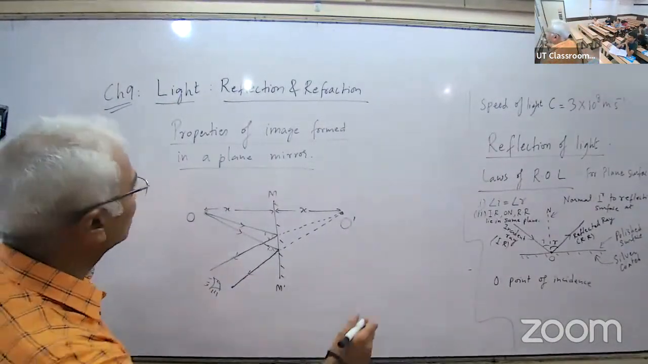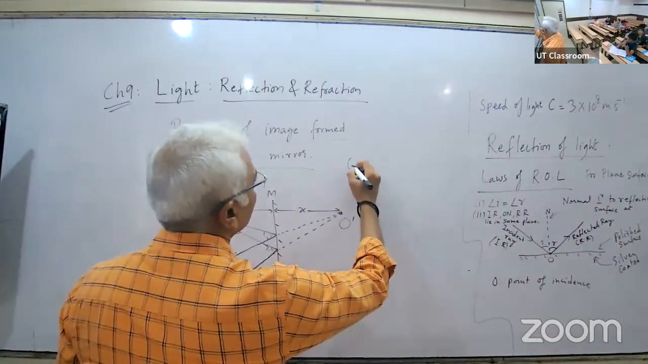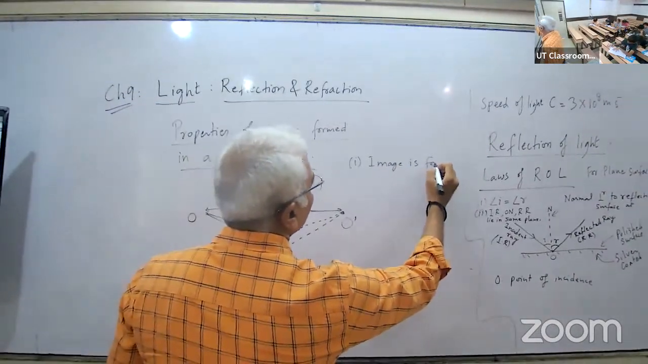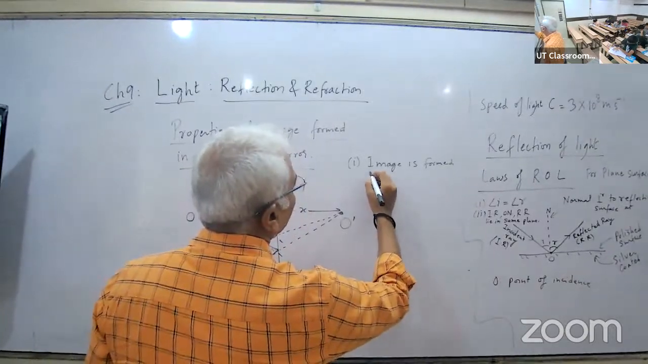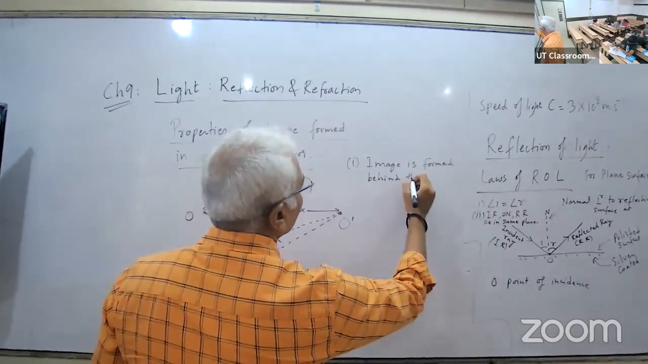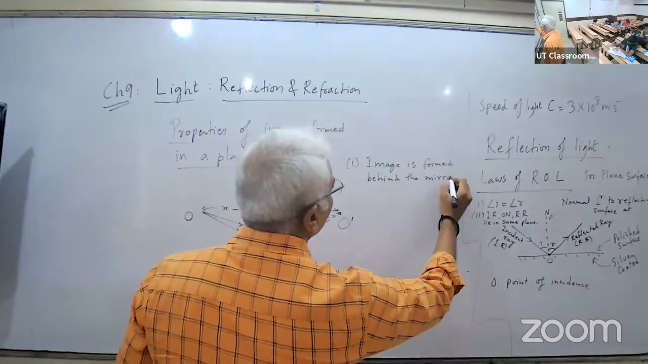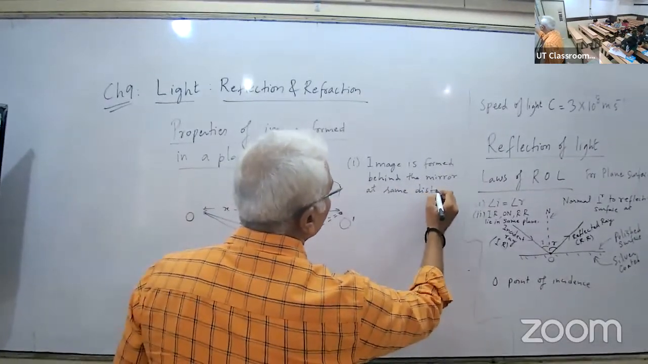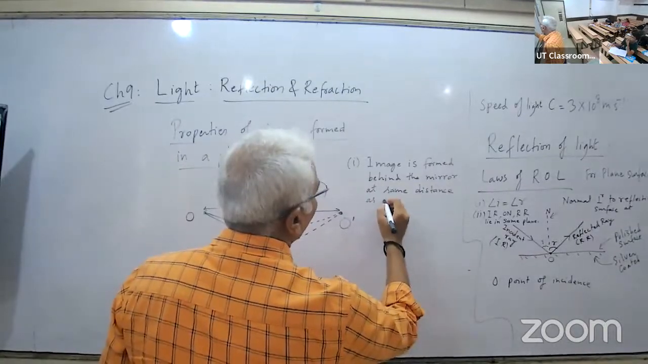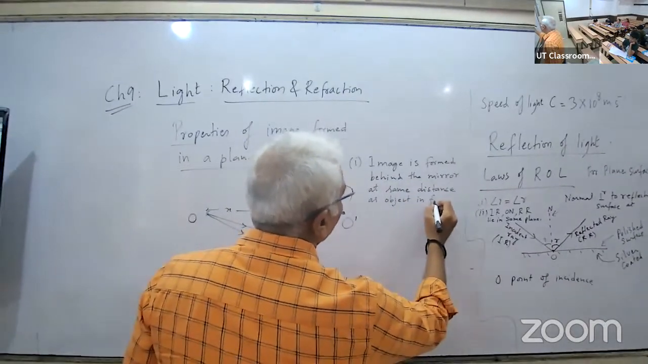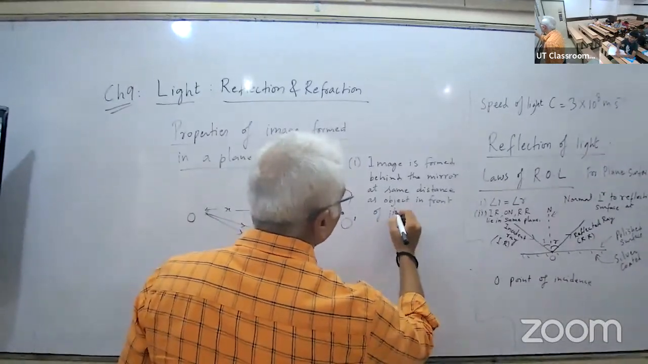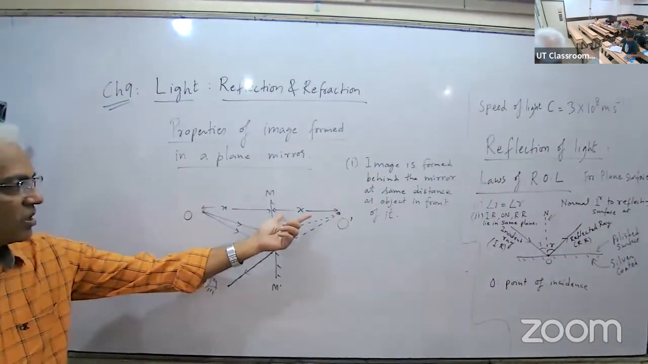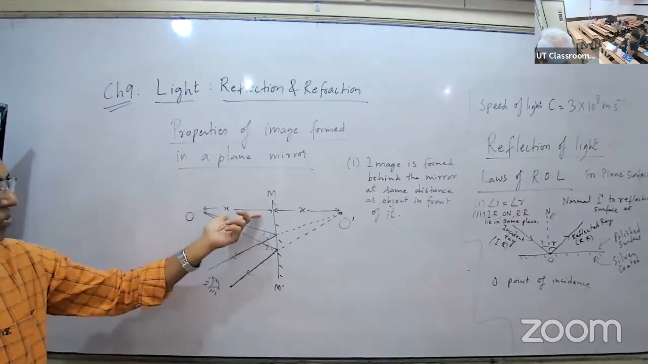Okay, so let's summarize the properties of images. First is, image is formed behind the mirror at same distance as object in front of it. Image is formed at same distance behind the mirror as the object is in front of it.